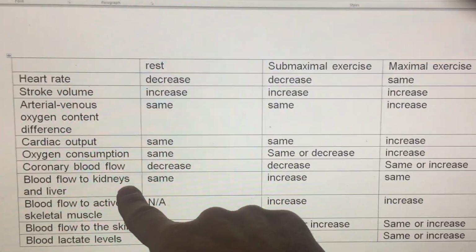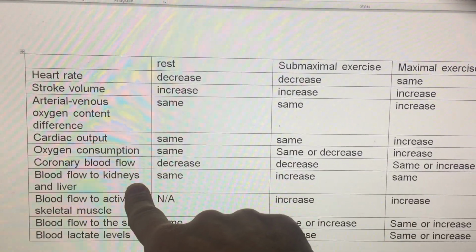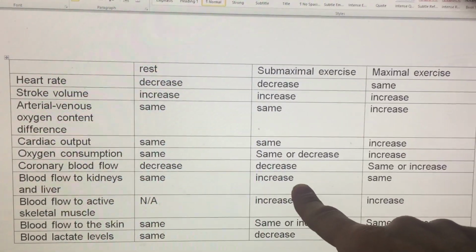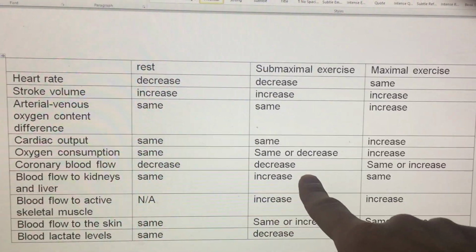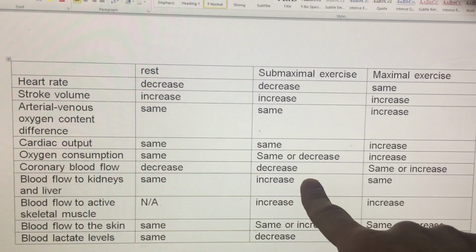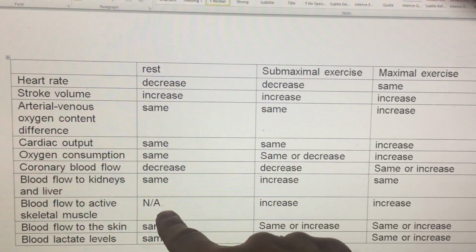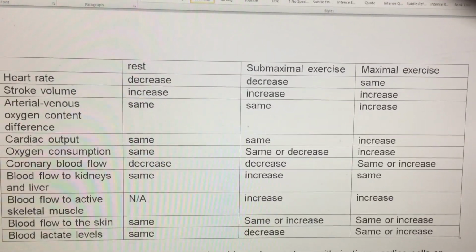Blood flow to the kidneys and liver. This is important for gluconeogenesis during exercise. So it's the same at rest. It increases during submaximal exercise, so you can remove lactate better this way and get increased gluconeogenesis. Then at maximal exercise, it's about the same. Blood flow to active skeletal muscle, you can see it increases during exercise.